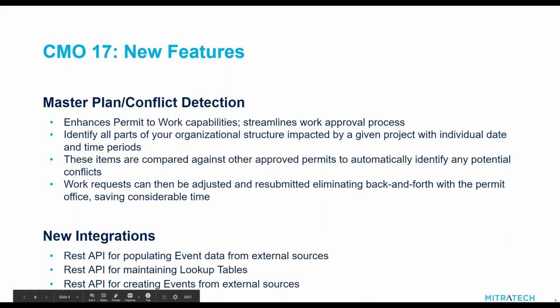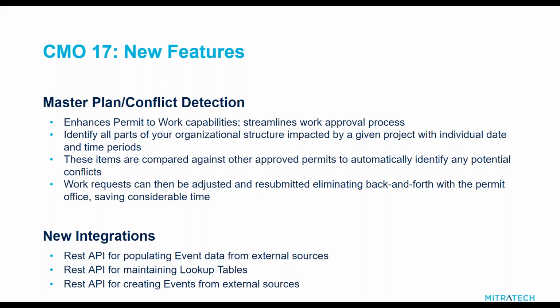So just a quick overview. Some of the new features of CMO 17, the first of which is the master plan and conflict detection functionality. This is an enhancement to our permit to work capabilities within CMO. So for those of you that are currently using permit to work functionality, this is a way to enhance that by allowing you, within the permit itself, to outline all of the different org unit entity combinations within your company that are impacted by the work that's being requested, as well as time and dates around each of those areas.